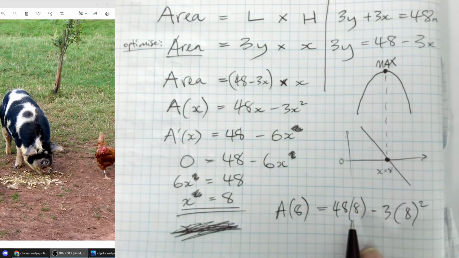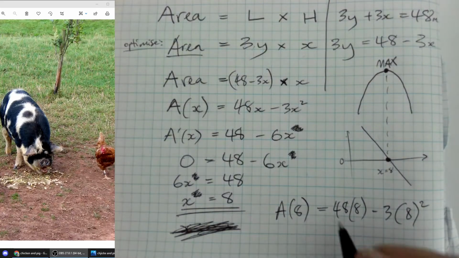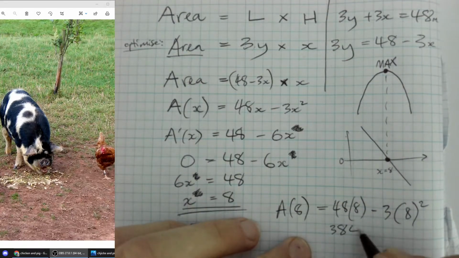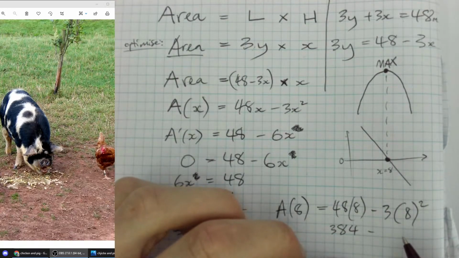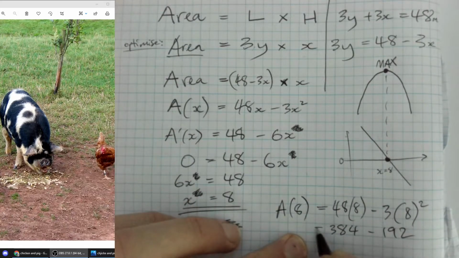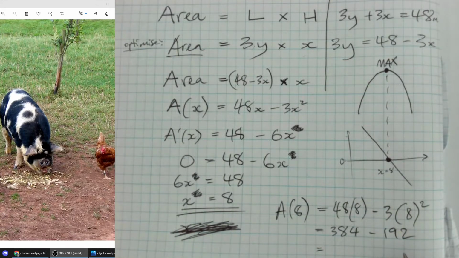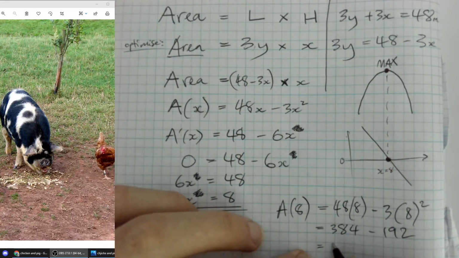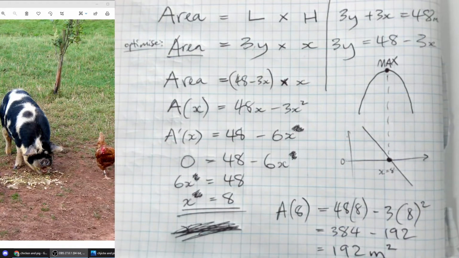Okay, 48 times 8. 8 times 8 is 64. 4 times 8 is 160. 320. 384. I did this wrong when I was explaining it to another student. 64 times 3, 180 plus 4 times 3, 192. This is where I think I went wrong here. 384 minus 200 is 184, and then we'll add on 8. 192 meters squared is our area.